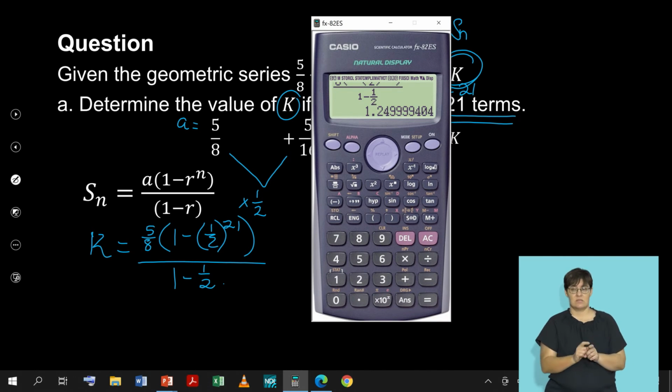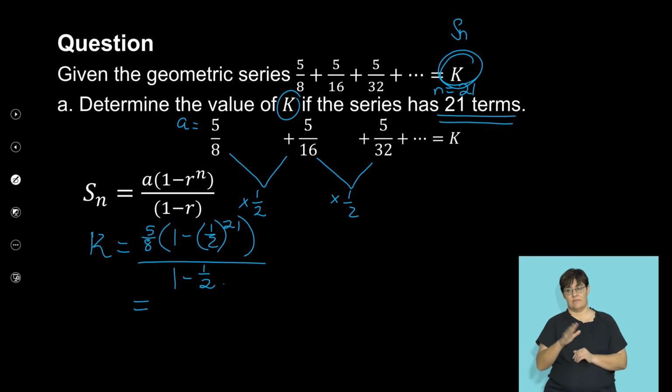So k is equal to, if I round to the second decimal place, 1.25. Great, let's have a look at B.